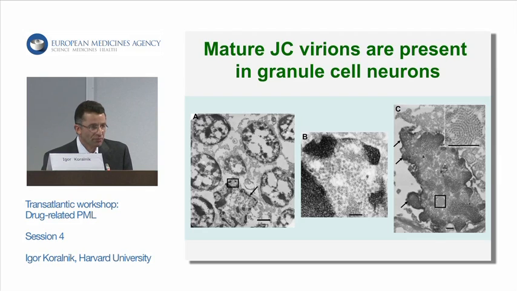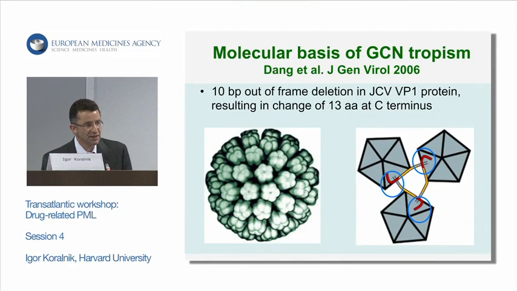And we were able to do electron microscopy in this sample and show that the granule cell neurons had mature JCV virus in their nuclei. And to make a long story short, we were able to sequence the entire virus and found a 10 base pair out-of-frame deletion in the JCV VP1 protein, resulting in a change of 13 amino acids at the C-terminus. And the C-terminus is the little hook that keeps the pentamer of JCV virus together. And this is the area that is mutated, which is, by the way, very different from the area that was reported by the Biogen IDEC group in the previous papers.